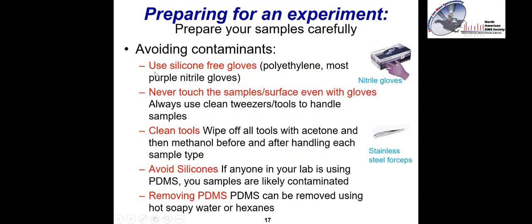So to avoid contaminants, it's important to use silicone-free gloves. There are some gloves that actually use silicones as release agents. We found that polyethylene and most purple nitrile gloves tend to be clean and okay. But even with your gloves, you should never touch your samples directly. You should always handle them using tweezers and tools. And we always clean off all our tools with acetone and methanol before and after handling the samples. And just in general, try to avoid silicones in our lab and in the sample prep areas.